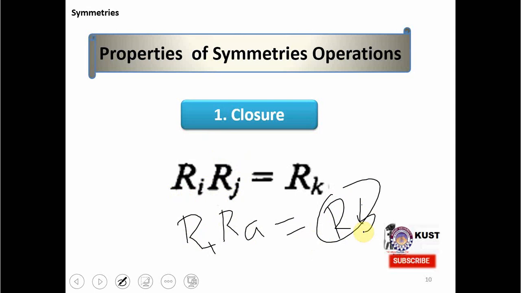You can check it for yourself. If this is so, then we say that every two symmetry operations we perform on this equilateral triangle is equal to another symmetry operation. We call this property of the symmetry operations the closure property. So this is the closure property for the symmetry operations. We will see that these properties will help us define groups, but let's check all of them one by one.